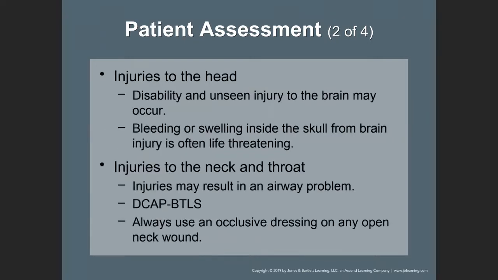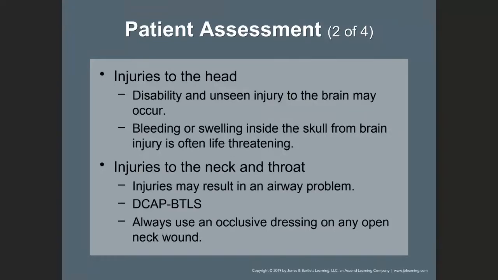Injuries to the head. Disability and unseen injury to the brain may occur. Bleeding or swelling inside the skull from the brain injury is often life-threatening. Again, these patients, if you need to do fluid resuscitation, we don't want their systolic blood pressure to go below 90. And I would say you want a systolic of 110 to 120.